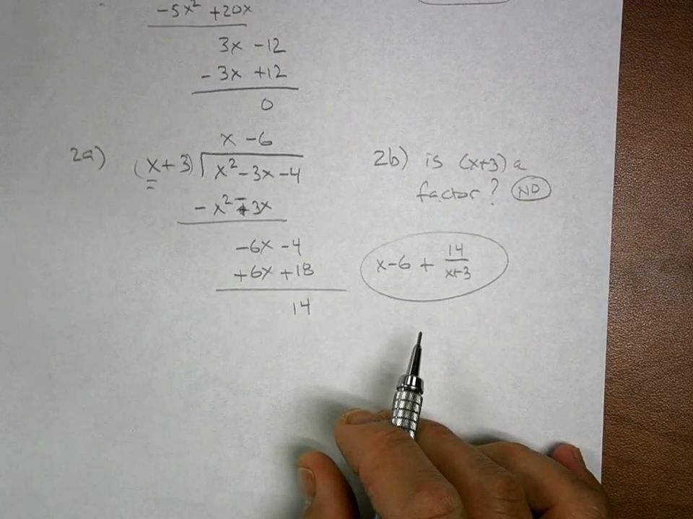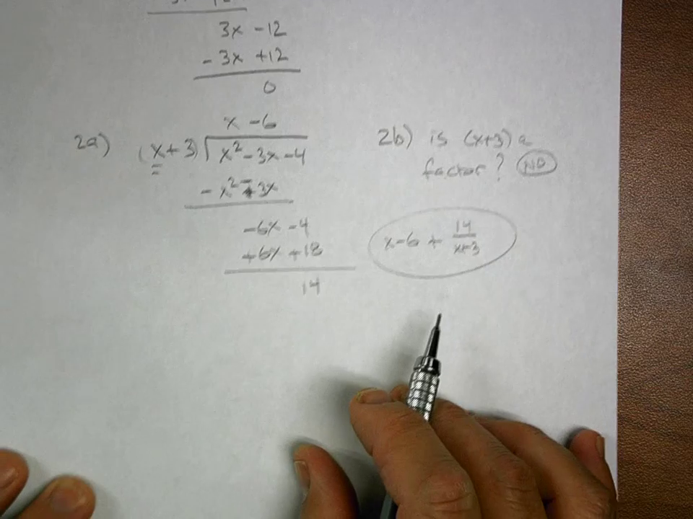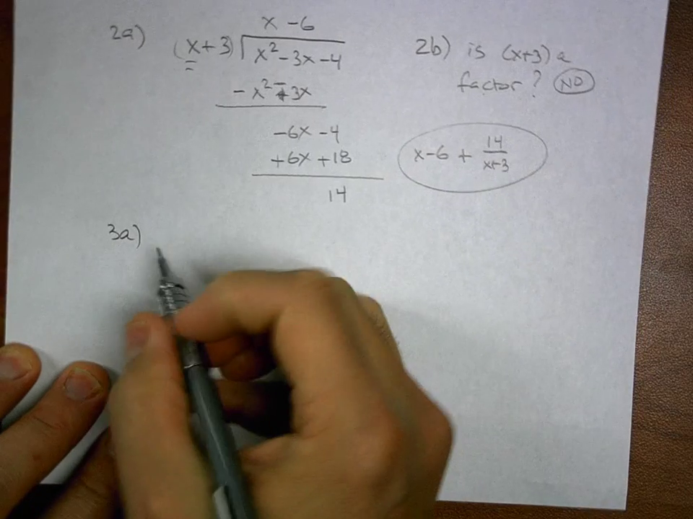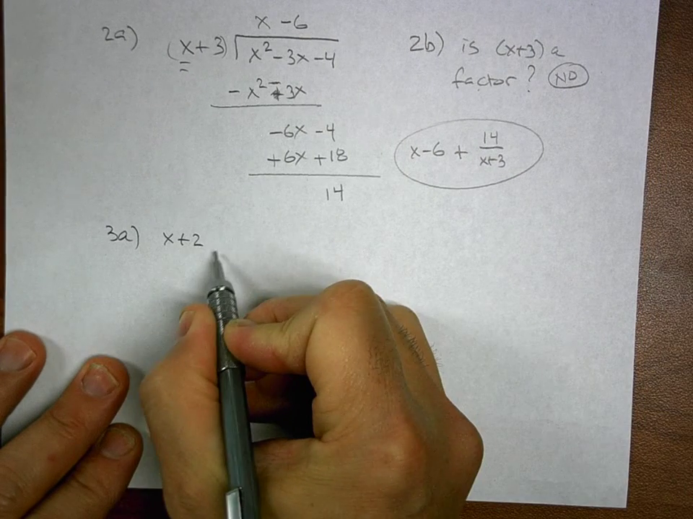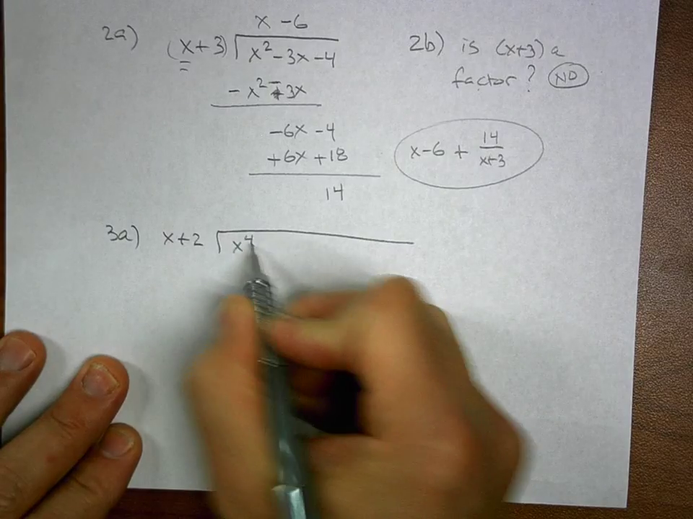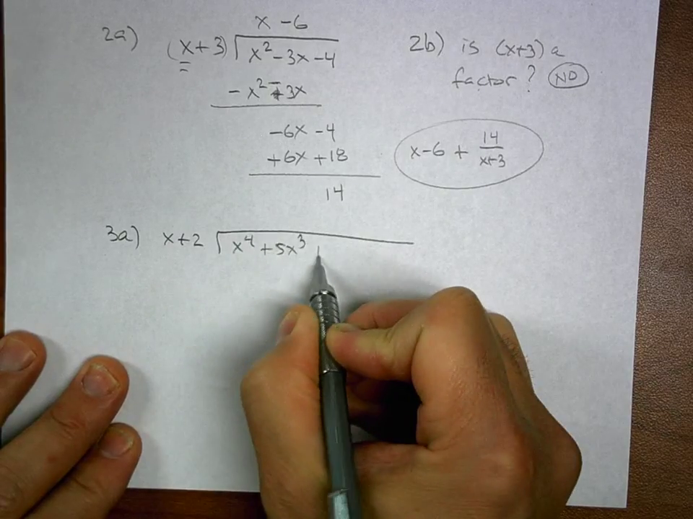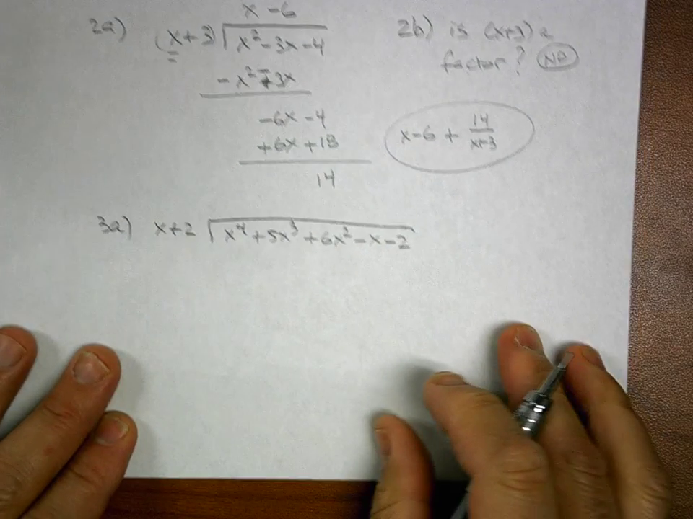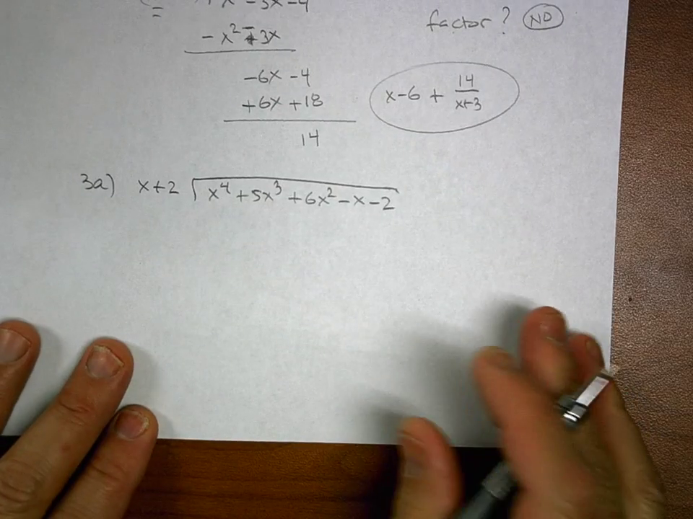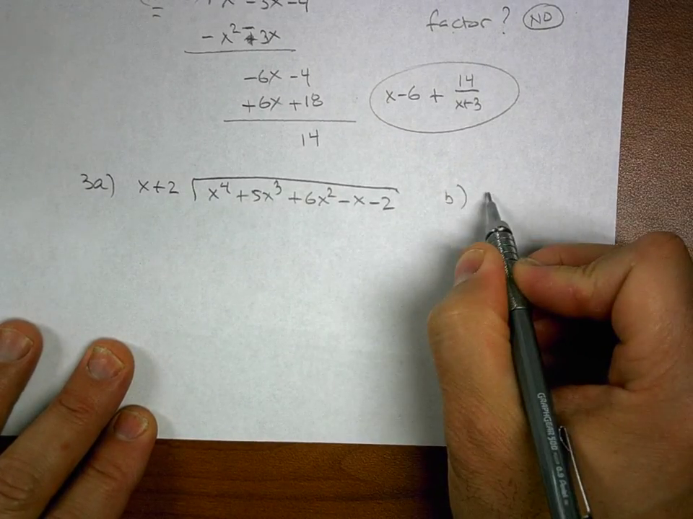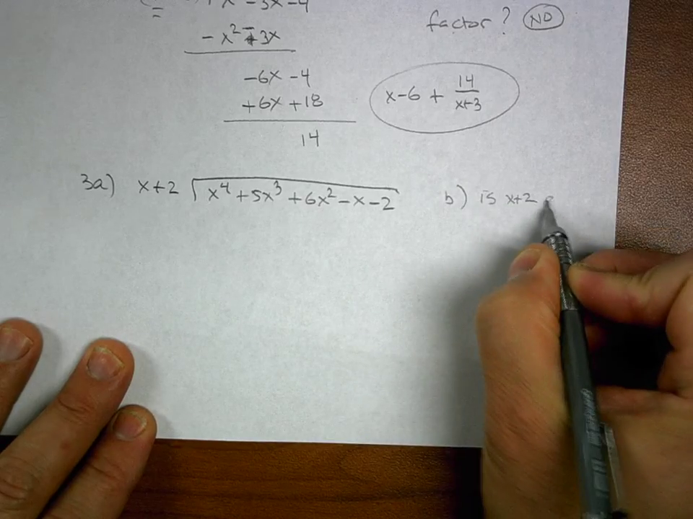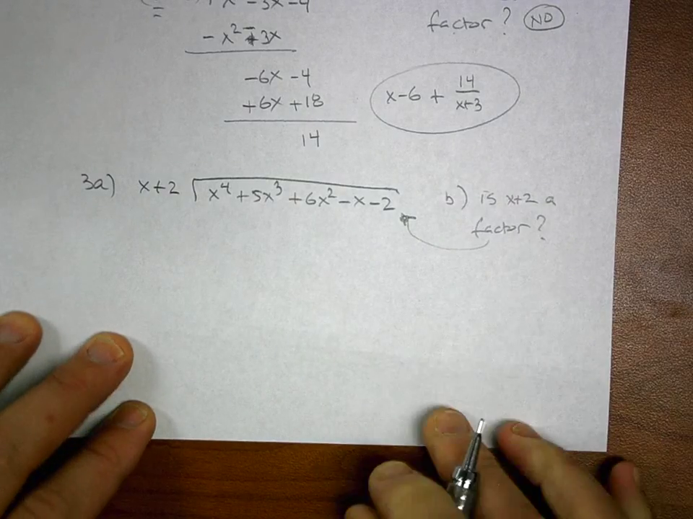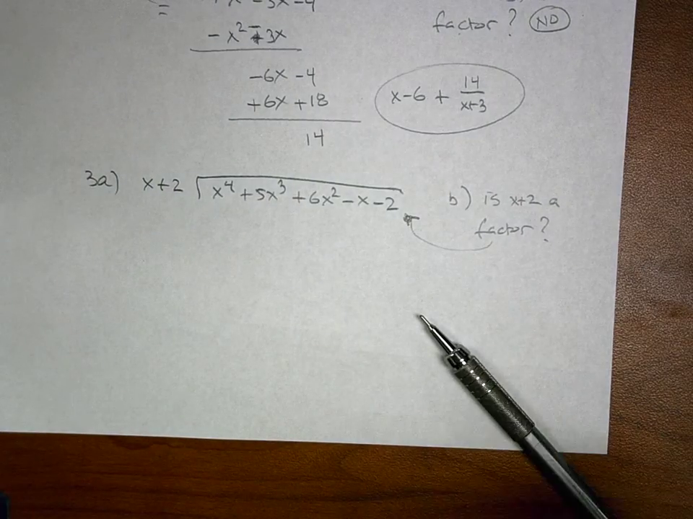Okay, let me do one more long division. And then actually you're going to do one more long division. We're going to divide x plus 2 into x to the 4th plus 5x cubed plus 6x squared minus x minus 2. And then b, is x plus 2 a factor of that? Okay, so go to it.